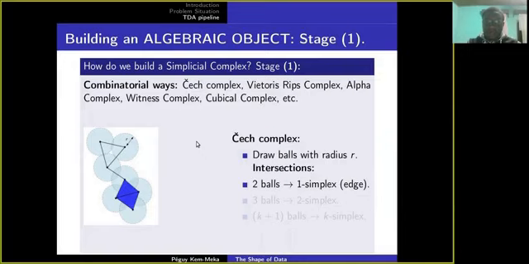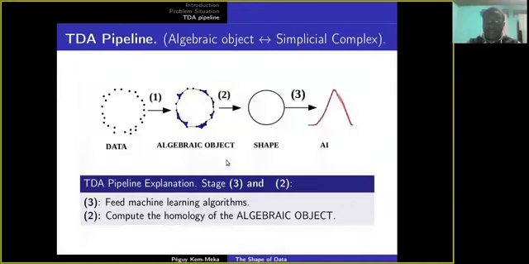This is nice, but you might ask yourself, how do we choose R? In fact, we don't choose any value of radius. We consider all possible values of radius, and we keep track of the evolution of the homology associated to each simplicial complex for a given radius. That means that this pipeline was not totally correct. Let us rectify it. I start with my data, and as I am building a ball around each point with a certain value of radius, I will get many algebraic objects.